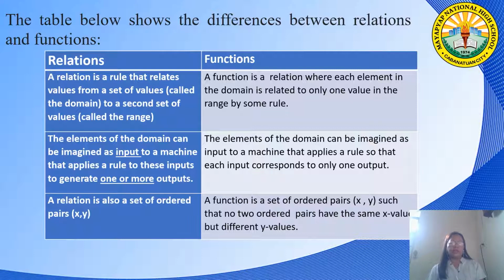For a relation, the elements of the domain can be imagined as input to a machine that applies a rule to these inputs to generate one or more outputs, while for a function, the elements of the domain can be imagined as input to a machine that applies a rule so that its input corresponds to only one output. A relation is also a set of ordered pairs (x, y), while a function is a set of ordered pairs (x, y) such that no two ordered pairs have the same x value but different y values.